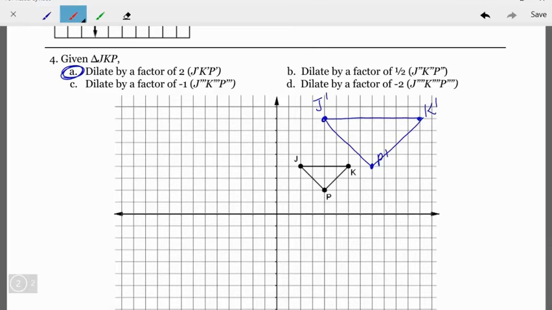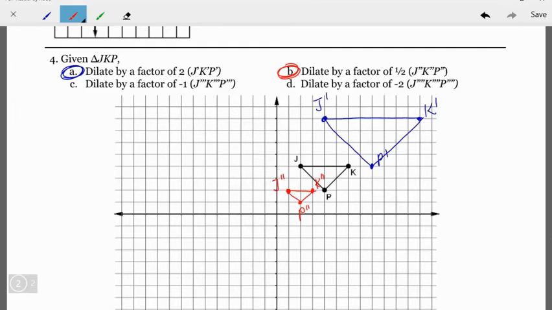Okay, let's look at B. Original shape, but now we're going to dilate by a factor of 1/2, which means multiplying everything by 1/2 or dividing by 2. So it's going to be closer into the origin. So let's see, J was at 2, 4, so half of that is 1, 2. So that's J double prime. P was at 4, 2, half of those, 2, 1. K was at 6, 4, so half of that is 3, 2. And again, my triangle looks half as big, but it did shrink in towards the origin.